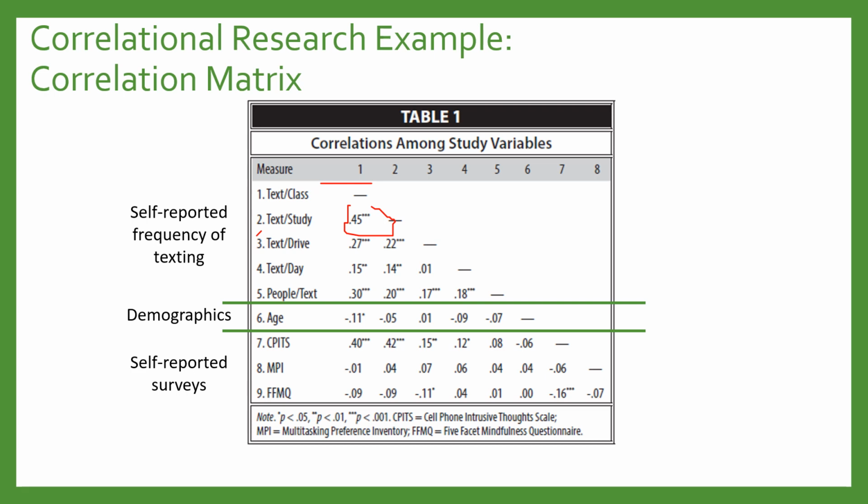Here, if we want to just look at the demographics section and look at age, we can see that age is only significantly related to texting in class. None of these other correlations have stars. And because it's negative, we know that older people tend to text less in class and younger people tend to text more in class. And remember, all of these variables were collected through self-report. Nothing was manipulated.